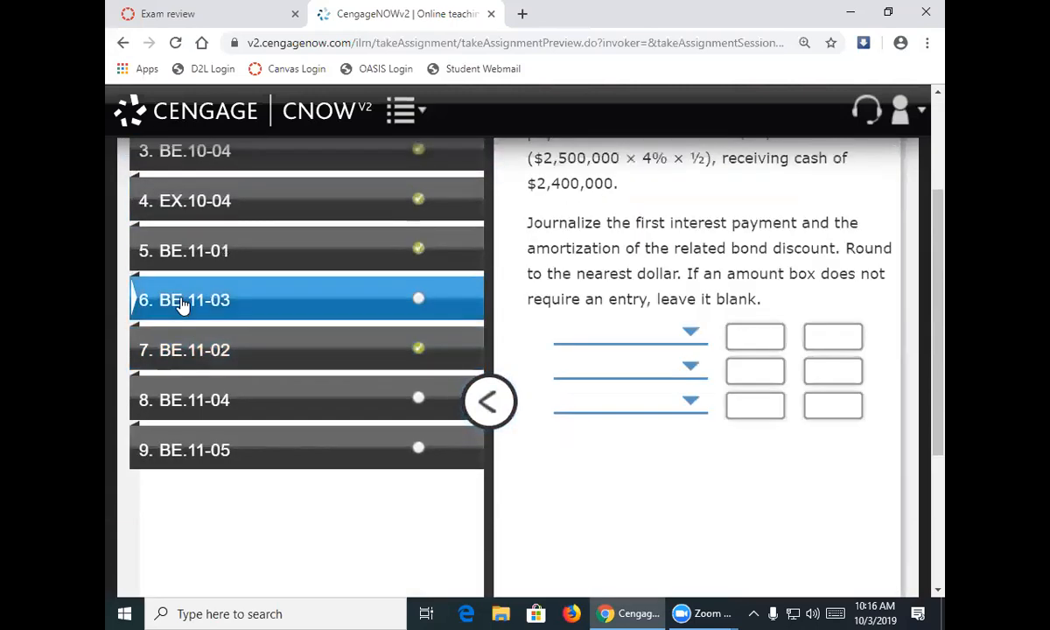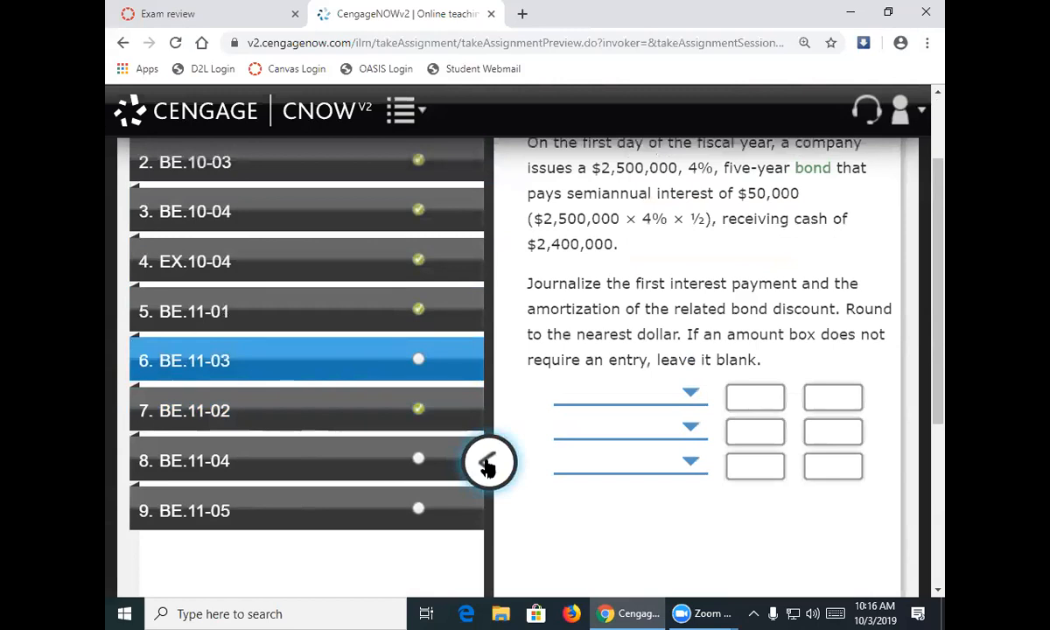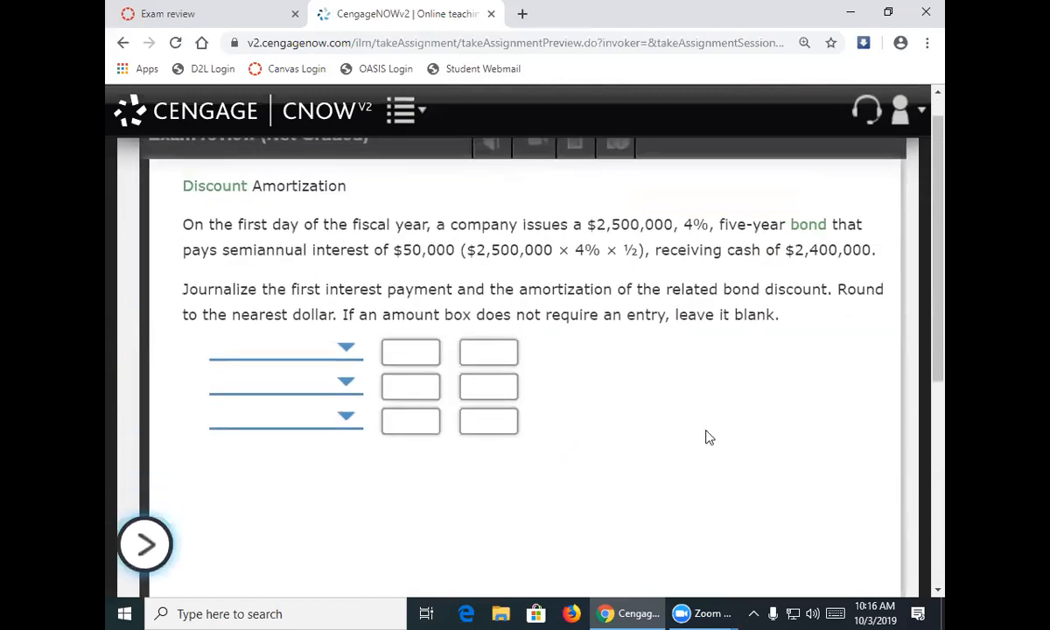I'm going to go back to number 6 now, the BE 1103. And notice it's the same numbers. They won't be this way on the test probably, but in this case, it's the same numbers, which makes it a little bit easier. So again, we have the same bond, 2.5 million, 4% 5-year bond, and they gave us the interest calculation. We're paying $50,000 in interest, receiving cash of $2,400,000. We're calculating the amortization. So we're journalizing the payment of the interest and recognizing the portion of that discount, okay?